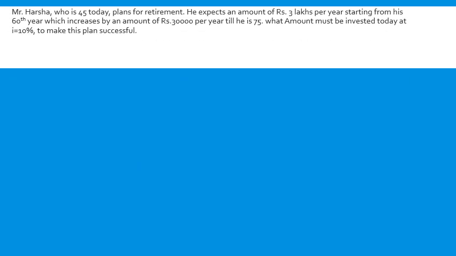Let us see the next problem. Mr. Harsha, who is 45 today, plans for retirement. He expects an amount of rupees 3 lakhs per year starting from his 60th year, which increases by an amount of rupees 30,000 per year till he is 75. What amount must be invested today at I equal to 10% to make this plan successful?